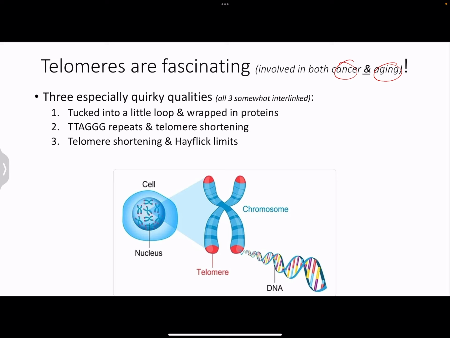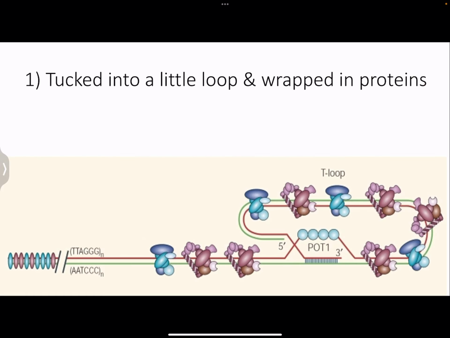1, why are they wrapped in like a little loop like this? And then why do they have all of these proteins sheltering them? 2, why do they get shorter over time? And why is this TTAGGG repeat necessary? Or why is that what we find at the end of the chromosome? What's the purpose there? 3, if telomeres are shortening, how do cells take advantage of this? And what is the Hayflick limit? So why are they tucked in this little loop here? And then why do they have all of these sheltering proteins?